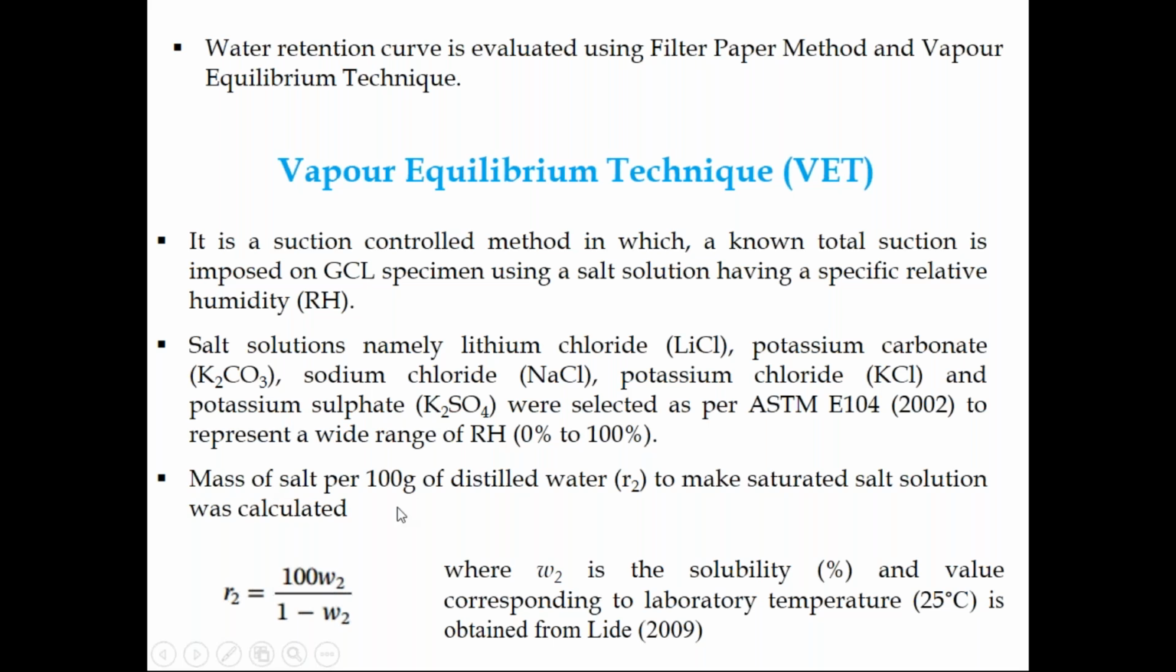So for making the solution, the mass of salt required for 100 gram of distilled water is calculated using this equation, where W2 is the solubility of the salt solution, and the value of WT is obtained from the literature for a specific temperature. So for the laboratory temperature of 25 degrees Celsius.